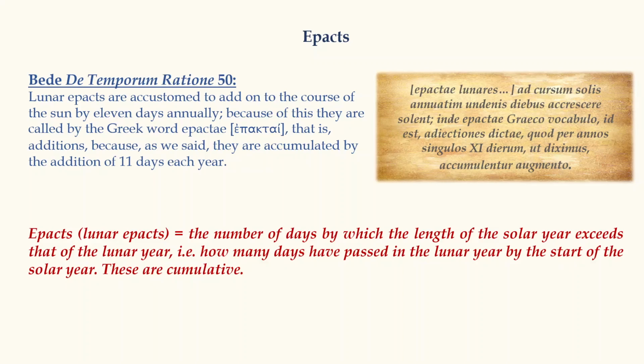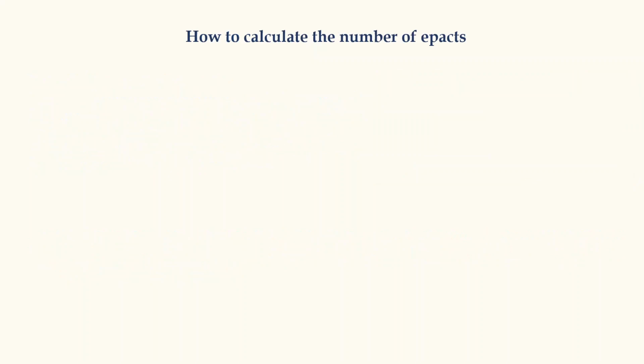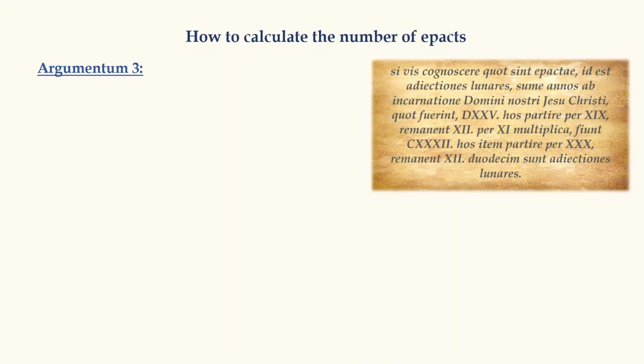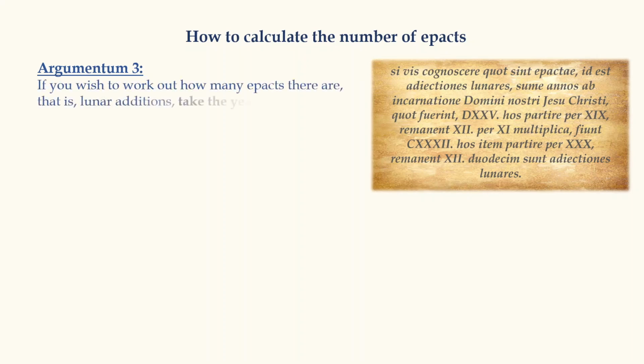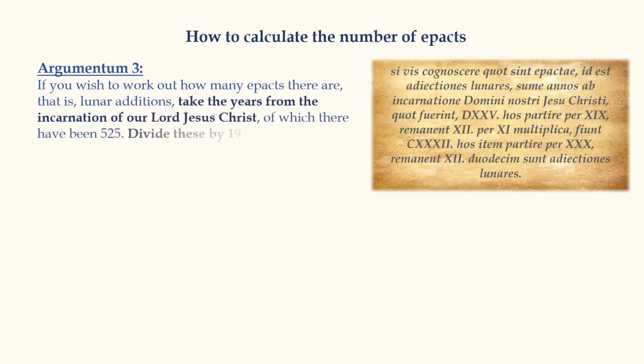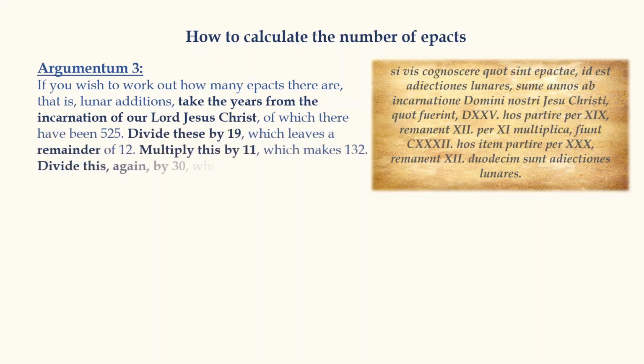Well, how do we calculate the number of epacts then? We can probably remember years 1, 2, and 3 of a cycle, 0, 11, 22, but beyond that it gets a bit harder, so here's what Dionysius tells us to do. "If you wish to work out how many epacts there are, that is, lunar additions, take the years from the incarnation of our Lord, Jesus Christ, of which there have been 525. Divide these by 19, which leaves a remainder of 12. Multiply this by 11, which makes 132. Divide this again by 30, which leaves a remainder of 12. There are 12 lunar additions."